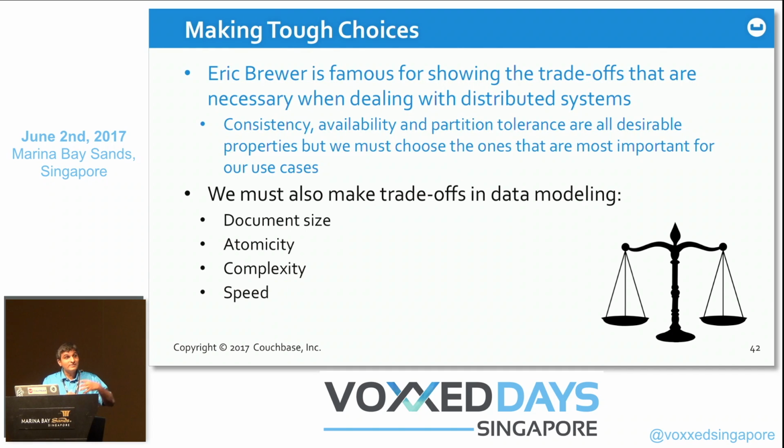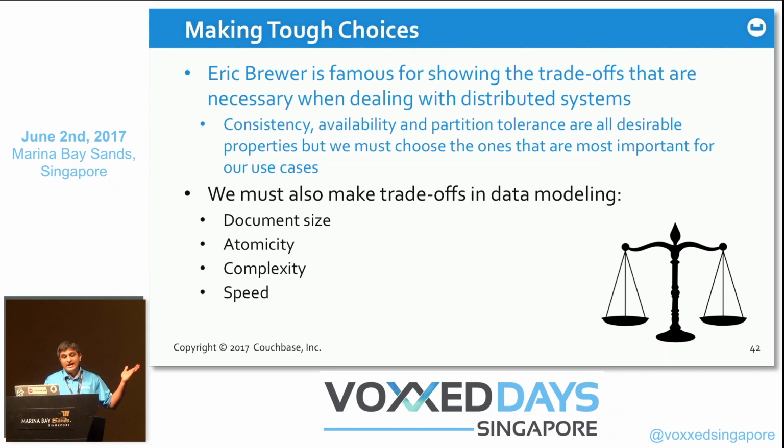When the document size is bigger, the speed becomes slower. Your whole objective was to embed so that you have faster access, but unfortunately you get slower access because the document size has become way too big now. So it's a wise decision to choose how much you want to embed and how much you want to refer. That's the choice. Those are the tough choices that you have to make.